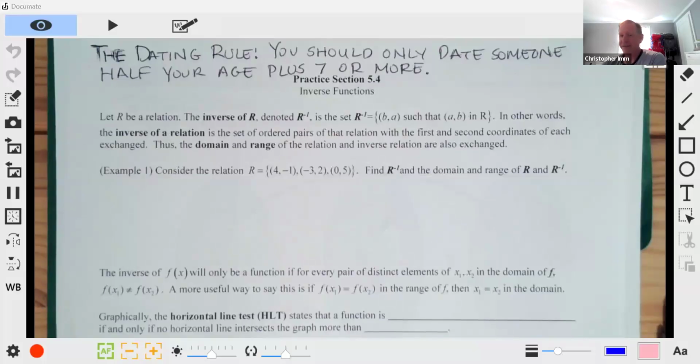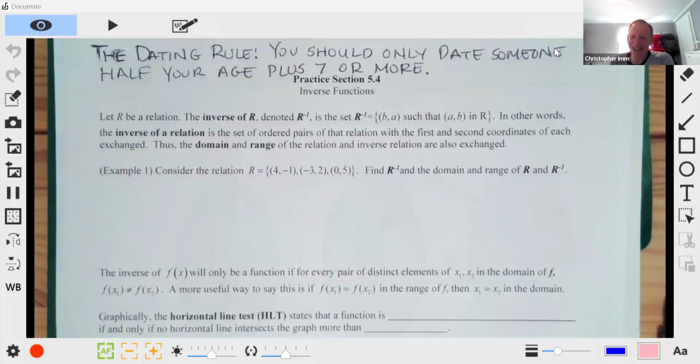Hello. In this video, we are going to be looking at inverse functions. Let me start with something that might provoke your imagination. It's called the dating rule. You might have heard of it. You should only date someone half your age plus 7 or more.